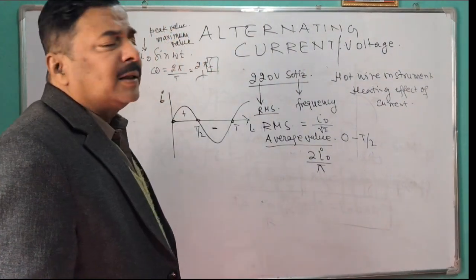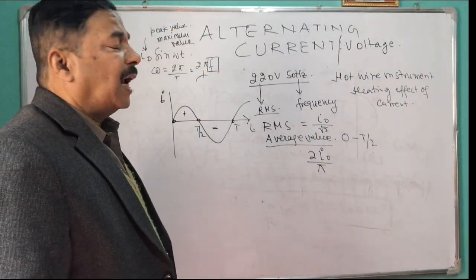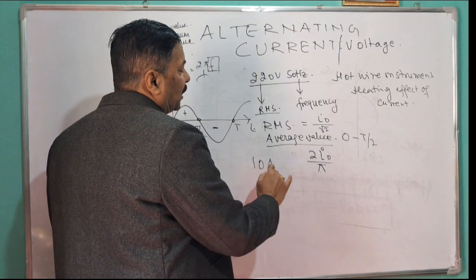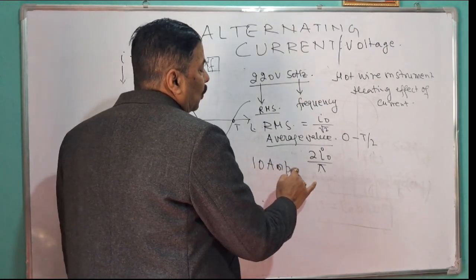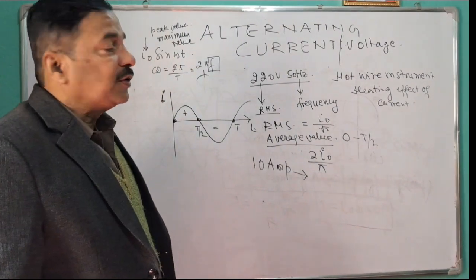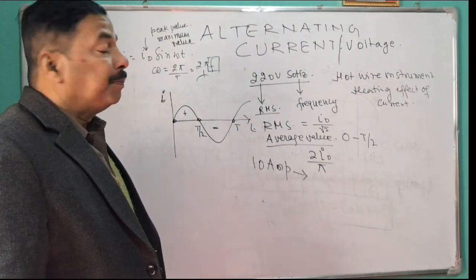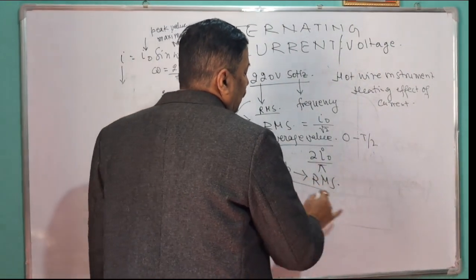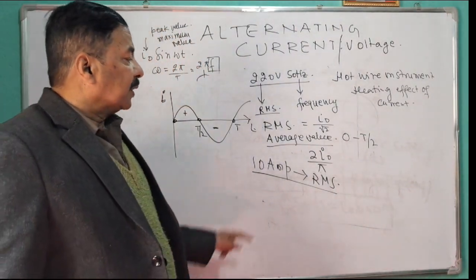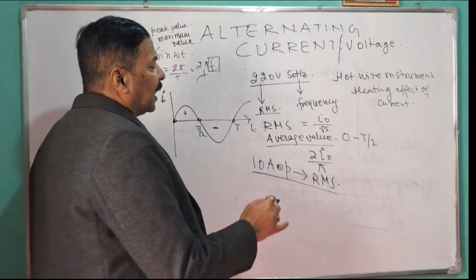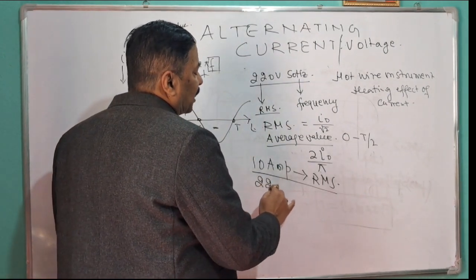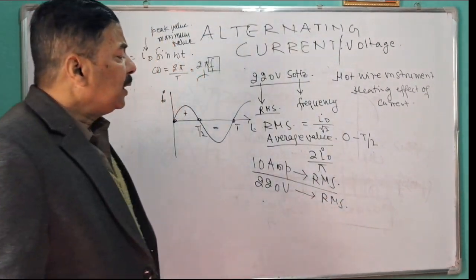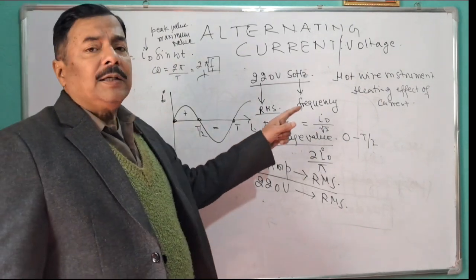So if I take the hot wire instrument and measure the value of current or voltage, and it gives the value of 10 ampere, what is this? This is not the instantaneous value. This is not the average value. This is not the peak value. This is your RMS value. Any hot wire instrument, which is an AC measuring device, gives the RMS value. If the measuring device gives 220 volt, that means this is your RMS value. So the RMS value is what is measured by the instrument.